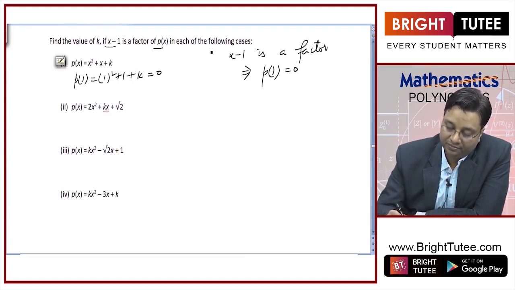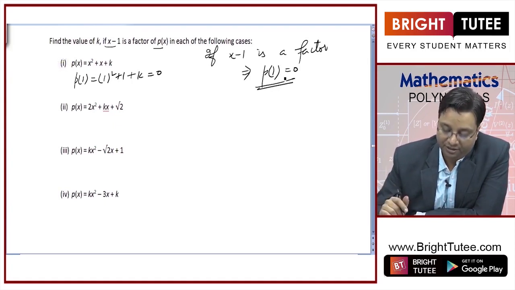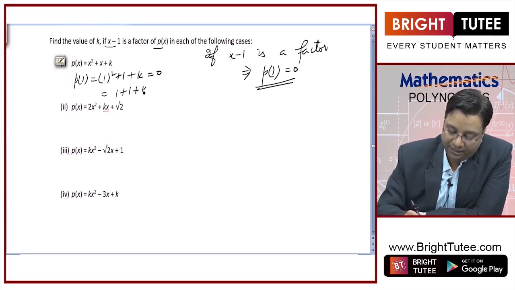Why? We have already stated, if x minus 1 is a factor, then p of 1 is equal to 0 as per the factor theorem. Hence this expression is 0. 1 plus 1 plus k is equal to 0. So it will give me k equal to negative 2.